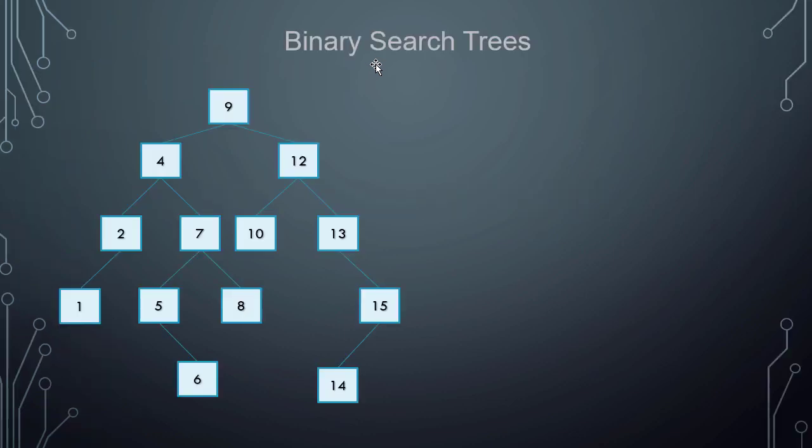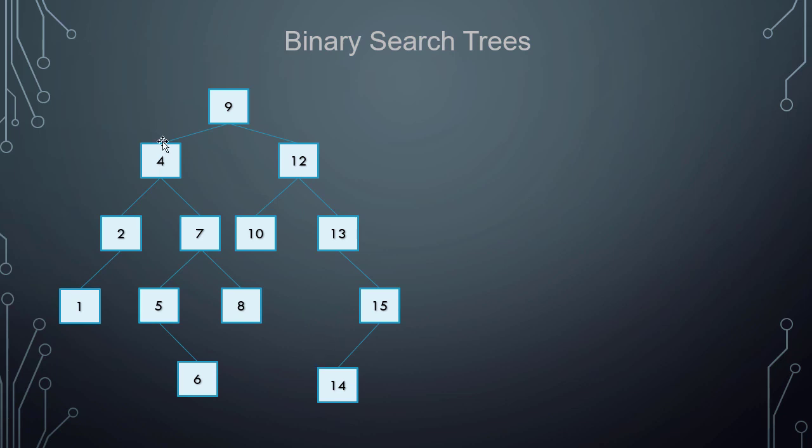So a binary search tree is a tree where for any given node, all nodes in the left subtree of that node have values less than the value stored at the node, and every node in the right subtree of a node has values greater than the value stored at the node.